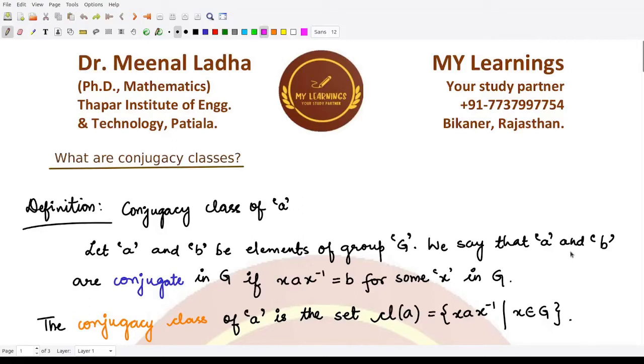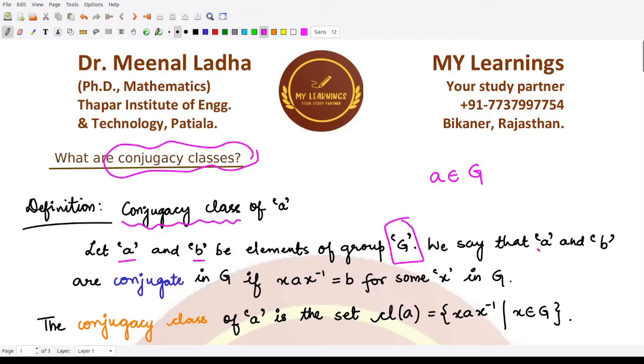In this video we shall be learning about this concept of conjugacy classes. Now let's understand first of all what, how, and when can we say a class to be a conjugacy class. As for the definition, suppose we define this conjugacy class for some element which is a member of some given group G. For this, we select any two elements, say A and B, from the given group G.